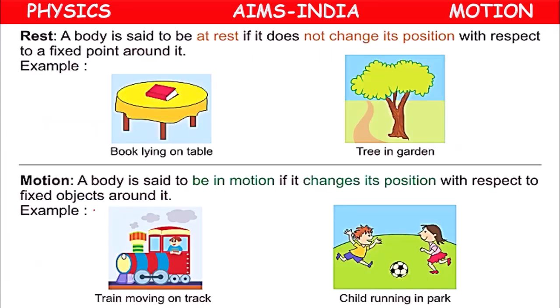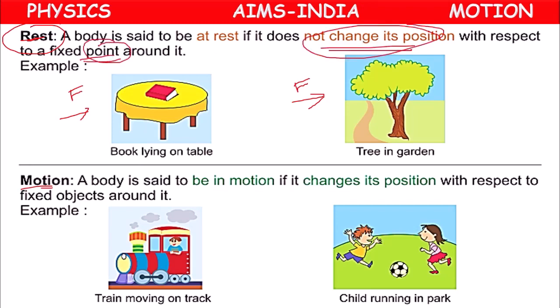Next. So here, rest and motion. So what is rest actually? Means we have applied force, but still there is no change in the position of the object with respect to a fixed point around it. Then it will be said to be under rest.